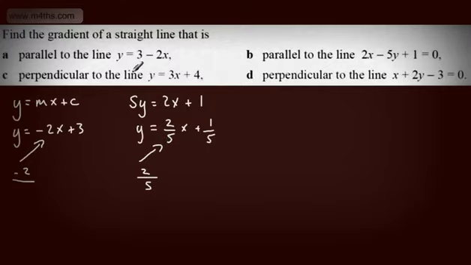On the next one, we want the perpendicular to the line y = 3x + 4.